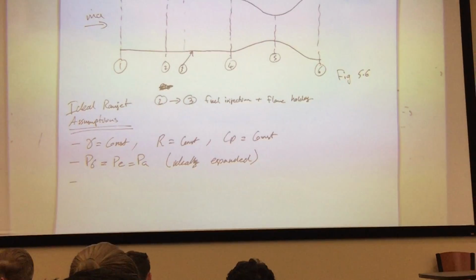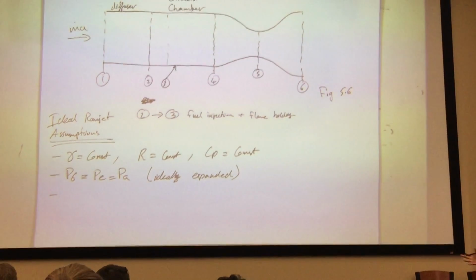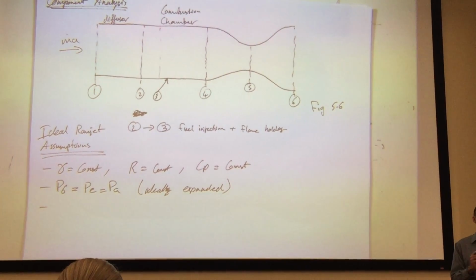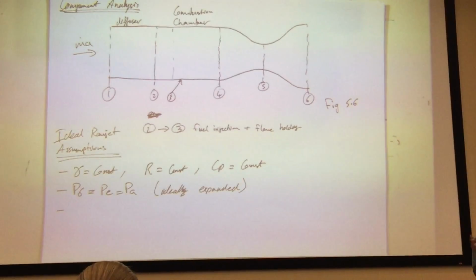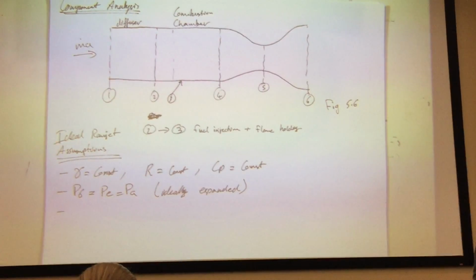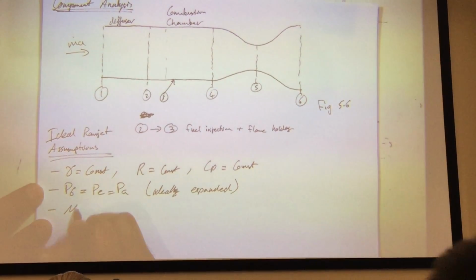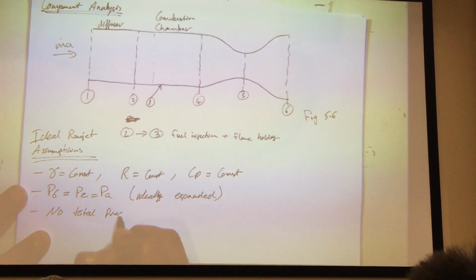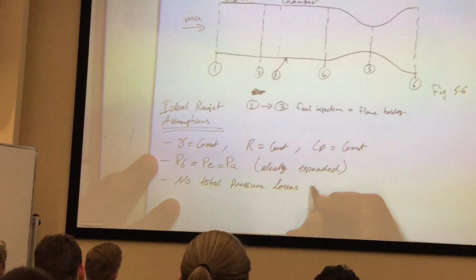We'll assume I have no drag across my flame holders, meaning that, remember problem number 2? Problem number 2, for the midterm, you have to do the drag across the flame holder by doing the conservation of momentum. For ideal ramjet, we're going to assume no total pressure loss. Makes your life a lot easier here, but we're still going to be doing the real engine, which is your flame holder drag.